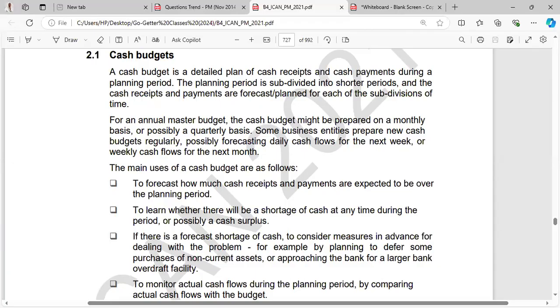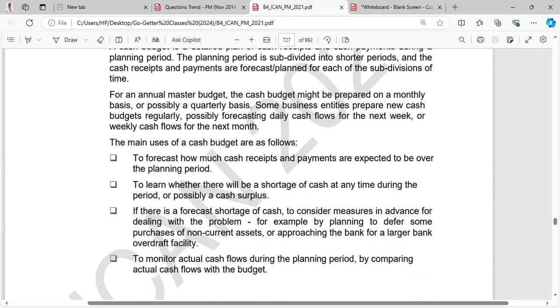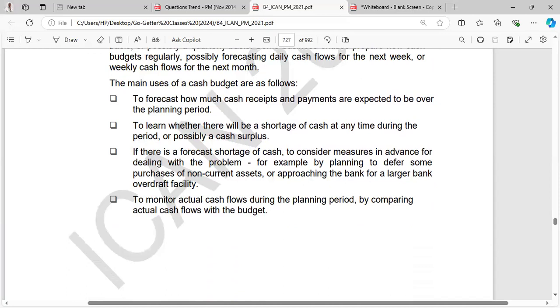Then to monitor the actual cash flow during the planning period by comparing actual cash flow with the budget, and that's variance. So when you are monitoring cash flow, it means that you have planned that for the month of October, you are going to have this inflow, maybe 1 million, and you are going to spend 800. And so you are monitoring your cash flow and you have found out that you are 20% away from your inflow. You need to analyze what's happening.